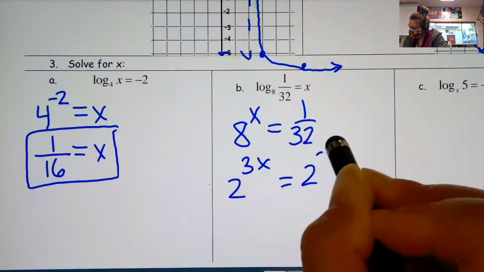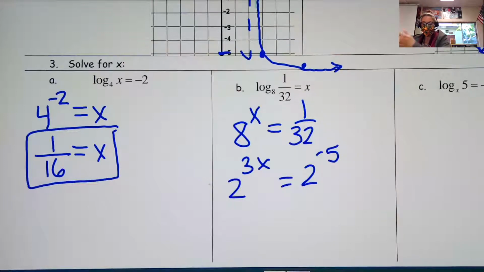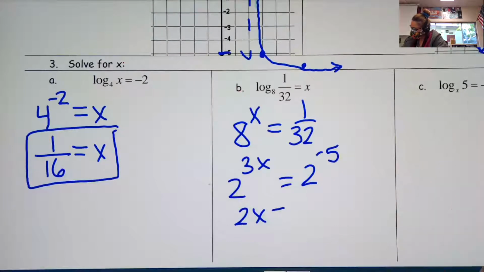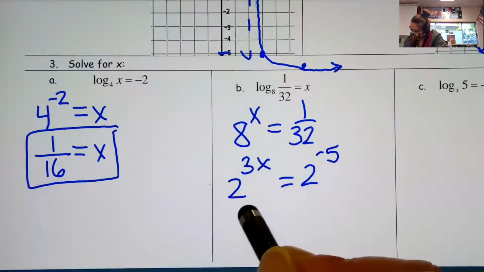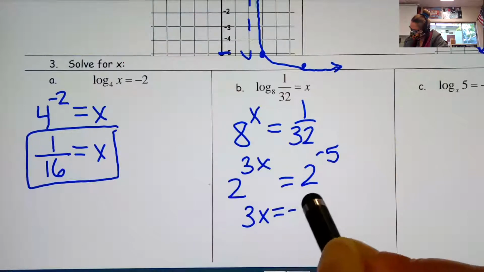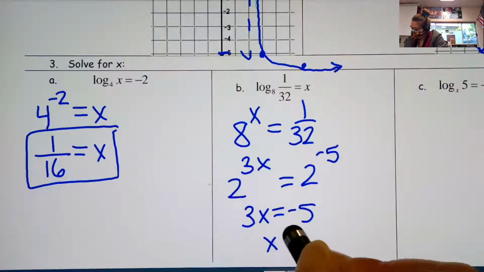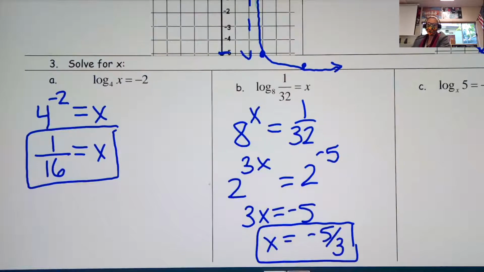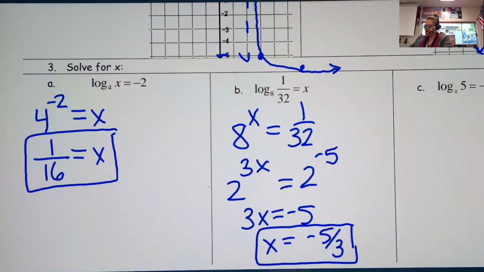This is going to be 2 to the -5. The negative flips it. The 5 is going to make it a 32. So now that they're the same base, I can set my exponents equal. And so I'm going to get 3x is equal to -5. So x is equal to -5/3. Okay. Next one.